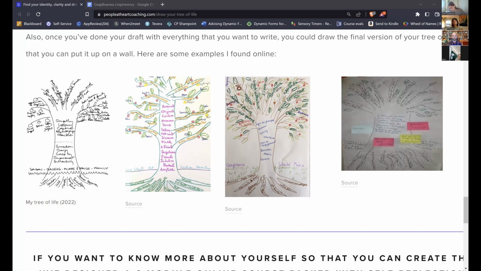Те, що ви отримали від інших у вашому житті. Подумайте, які подарунки ви отримали. І запишіть їх як фрукти.